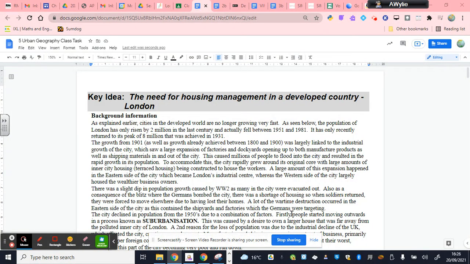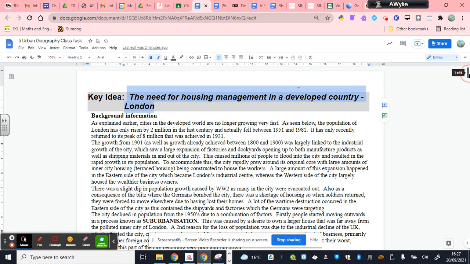Okay, in this lesson we are going to be looking at assignment 5, and I'm going to show you how to approach answering an exam question through using knowledge of a case study city as an example of a city with housing issues and how they can be solved. In this particular lesson we are looking at the need for solving the problem, also the need for managing houses, as we can see in the key idea in the title.